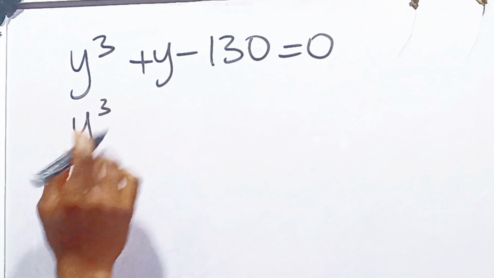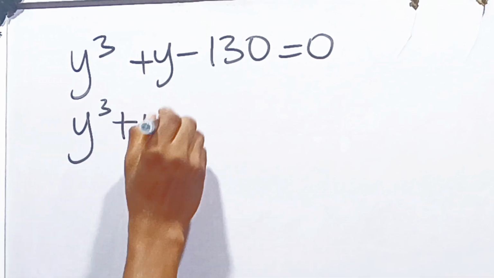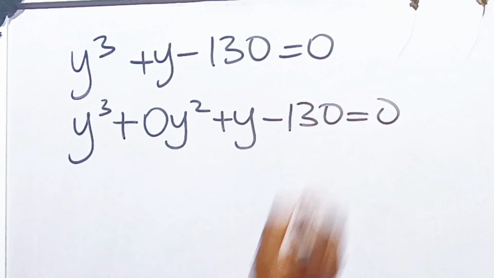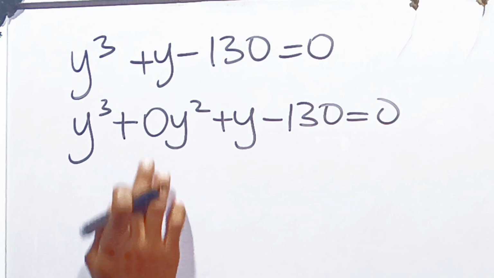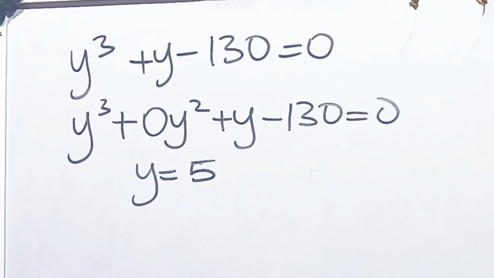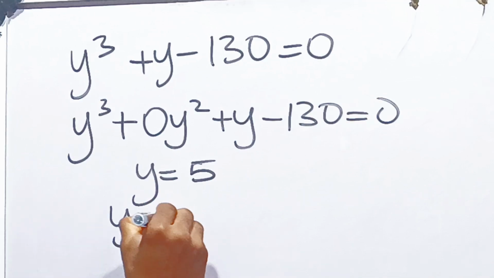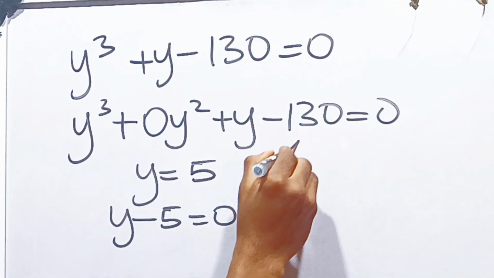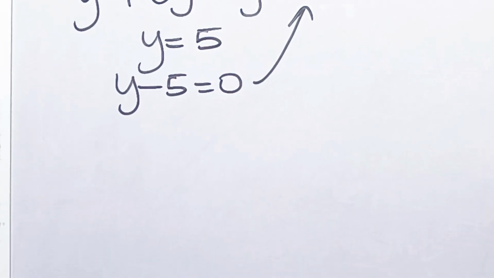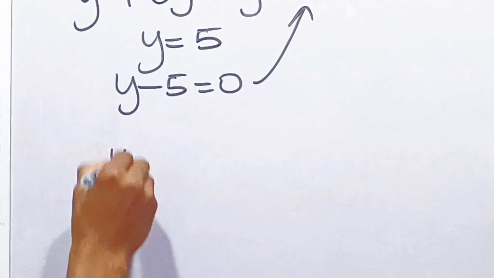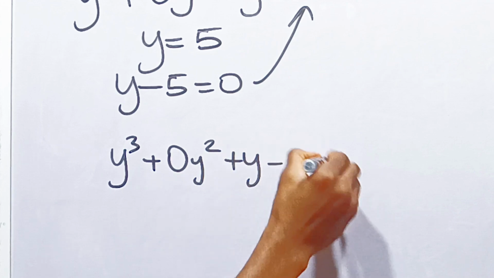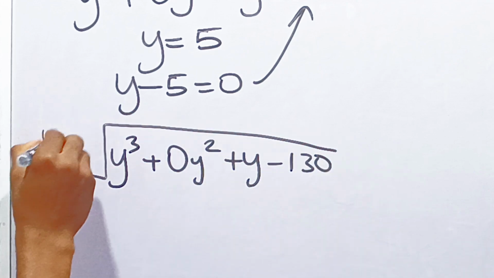Now, moving on from here, we can say that this can become y cubed plus 0y squared plus y minus 130 equals 0. We just wrote this in descending order, alright? And 0y squared is still 0. Now we can say that y is equal to 5 from what we got initially. So y minus 5 equals 0 is a factor of this equation. And what do you know about factors? When we divide the number by its factor, we get another factor without a remainder. So we have y cubed plus 0y squared plus y minus 130 divided by y minus 5.